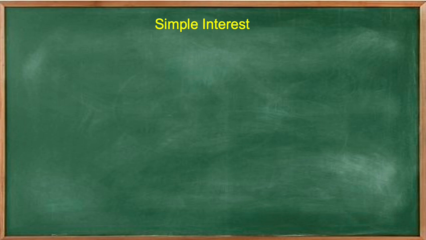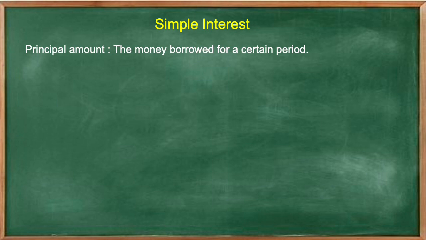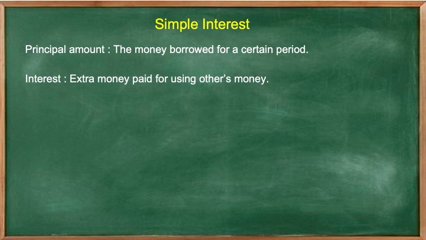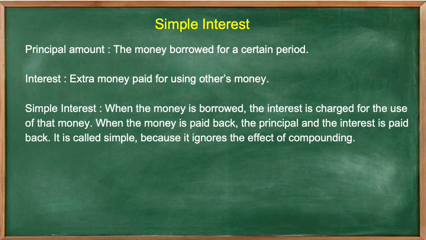Let's understand some basic concepts of simple interest. Principal amount: the money borrowed for a certain period. Interest: extra money paid for using others' money. Simple interest: when the money is borrowed, the interest is charged for the use of that money. When the money is paid back, the principal and the interest are paid back. It is called simple because it ignores the effect of compounding.